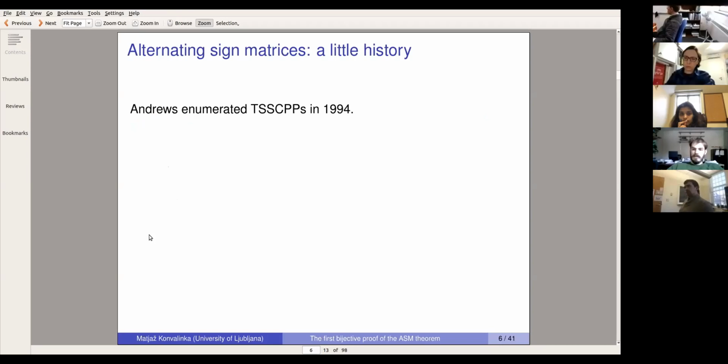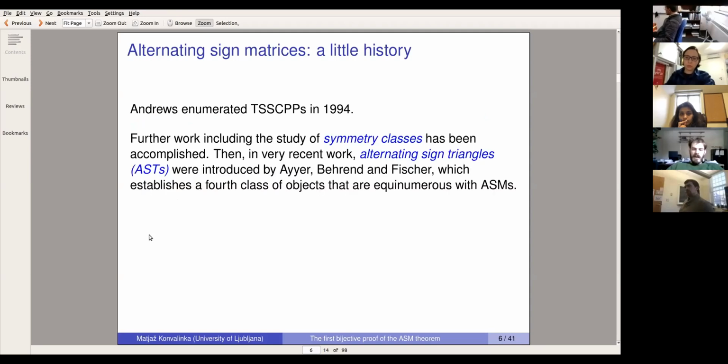Okay, then those totally symmetric self-complementary plane partitions were enumerated in '94 by Andrews. And then a lot of work was done on ASMs. So for example, the study of symmetry classes. So for example, you want alternating sign matrices which are symmetric with respect to some symmetry of the square. And also very interestingly, very recently, Arvind Ayyer, Roger Behrend, and Ilse Fischer introduced another object that they call alternating sign triangles, which again have the same enumerative formula as ASMs.